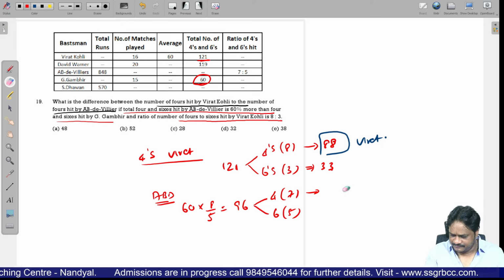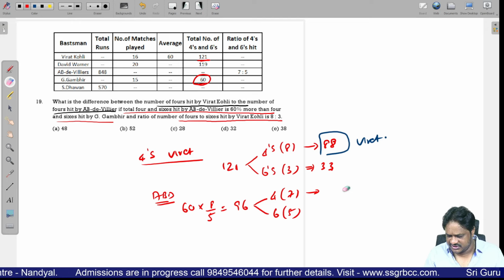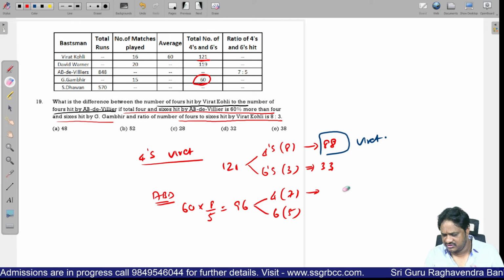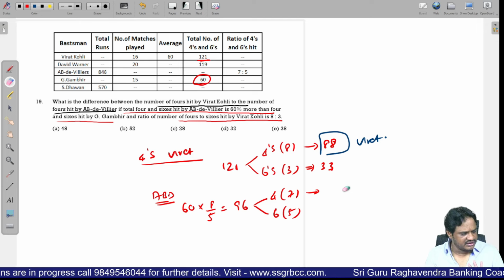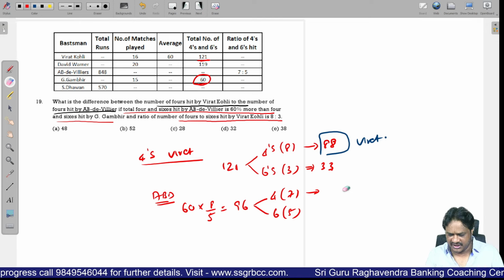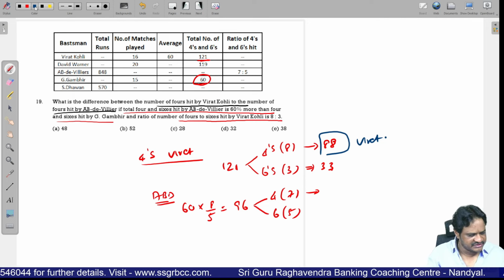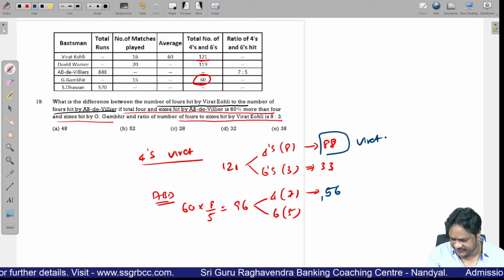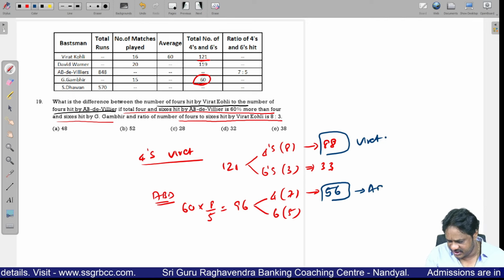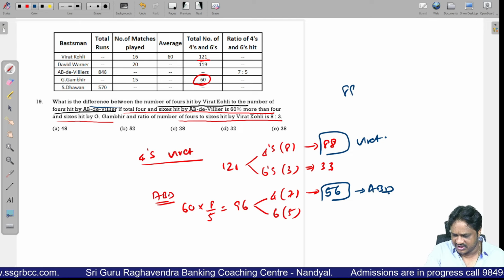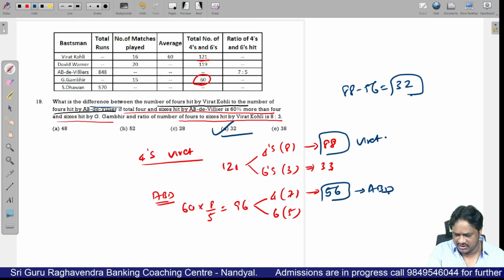Sorry. So 7 plus 5 is 12. So 96 by 12 is 8. So 8 into 7 is 56. These are the fours hit by AB de Villiers. We have to find the difference. So what is the difference of 88 and 56? The answer is 32. Option is 4.